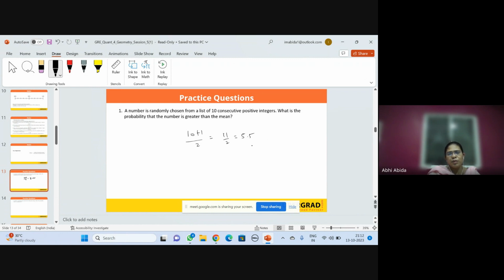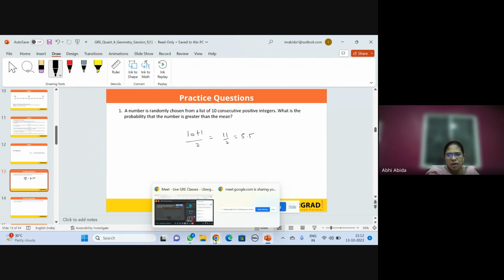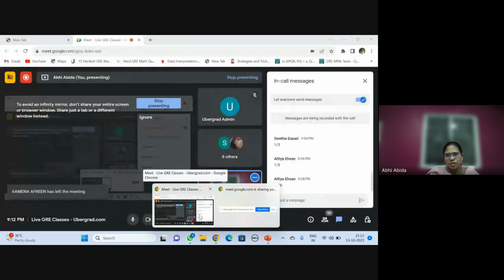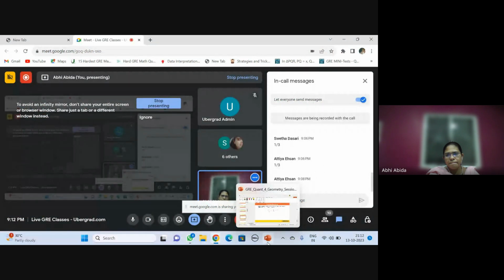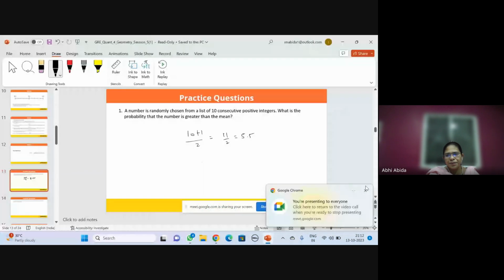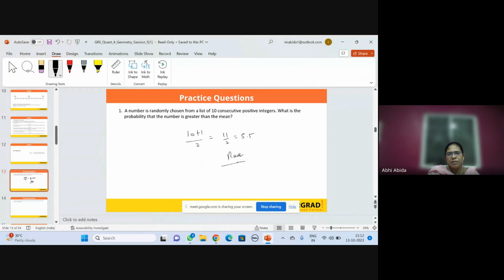What will be the probability for this? Any answer? Quickly reply in the chat. Required by total. Always put it as a blind mark. Required by total will be our probability. We are not worried about any complicated formulas or terminologies. No need of anything like that. Just put a simple thing in your mind: required by total.